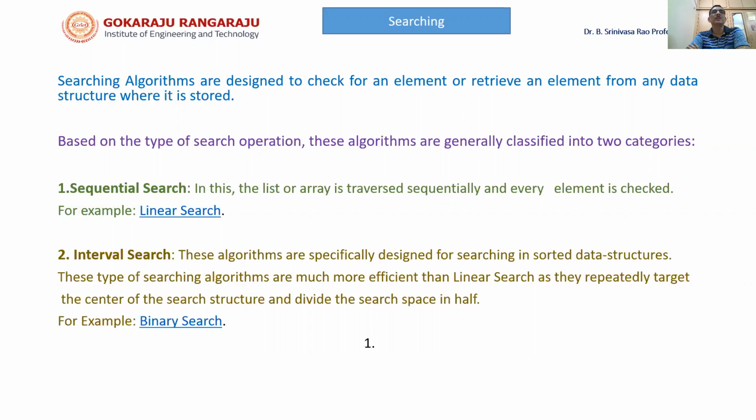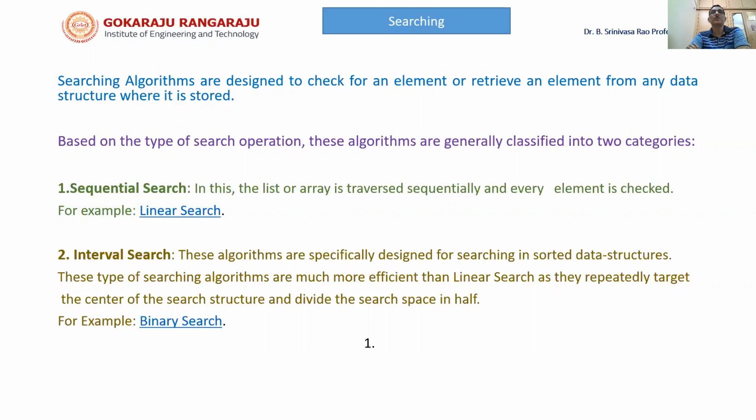In the sequential search, the list or array is traversed sequentially and every element is checked. Example is linear search. In our previous video, in detail we have discussed the linear search. And in today's video lecture, we are concentrating on the second type, interval search.